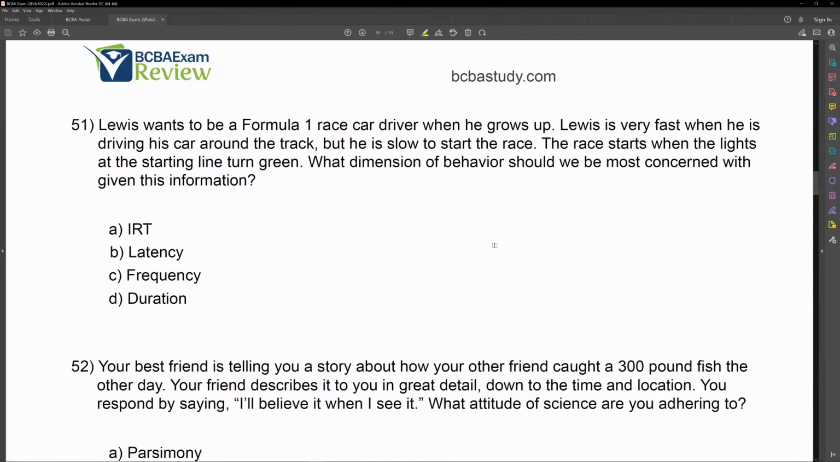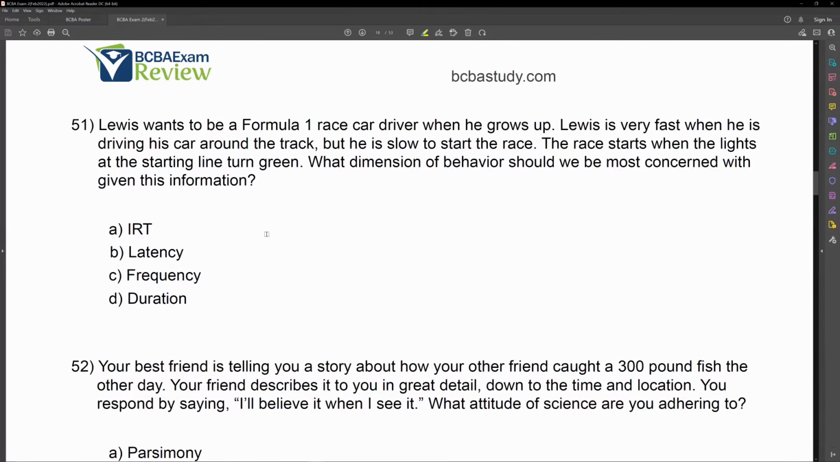We're concerned with his speed at starting the race. Our question says he's slow to start the race. The question says the race starts when the lights at the starting line turn green. So we know from the time the lights turn green to when Lewis starts moving, that's what we need to speed up. And if we're concerned with the lights turning green to Lewis starting to move, we're concerned with the time in between the SD and the response. And if you're worried about the time in between the SD and the response, what are you concerned with?